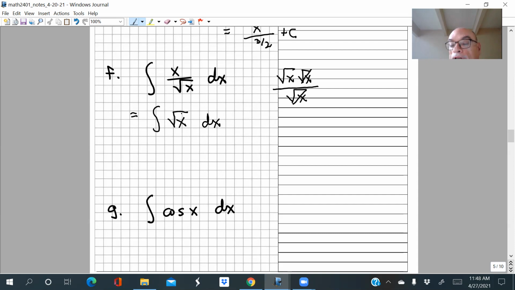And so you get left with square root of x. But square root of x, as we all know and love by this point in the semester, is the same as x to the 1/2 power. So that is a power of x. And now we can integrate that, right? We can find its antiderivative using the anti-power rule.